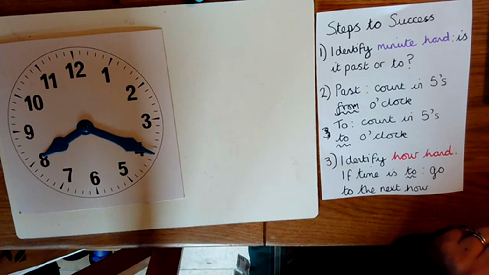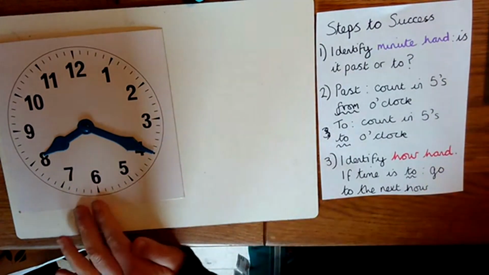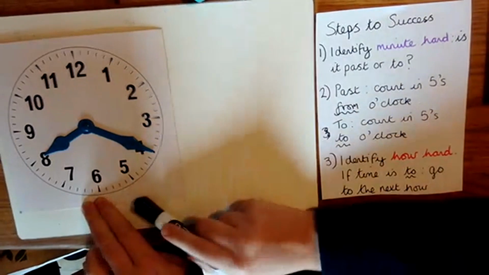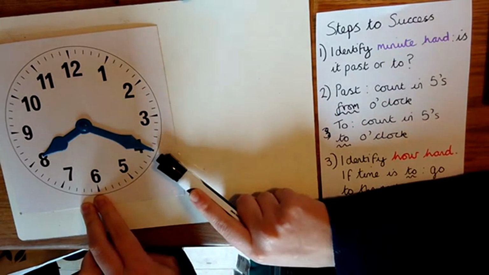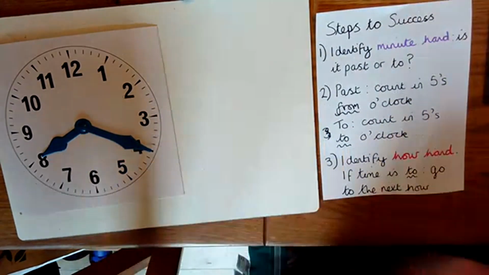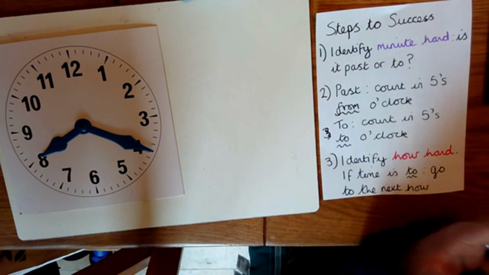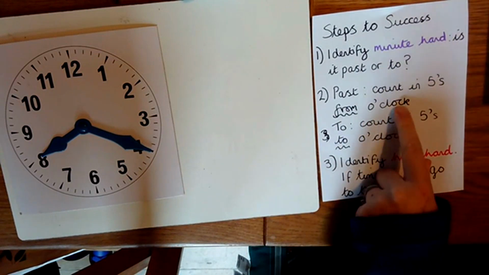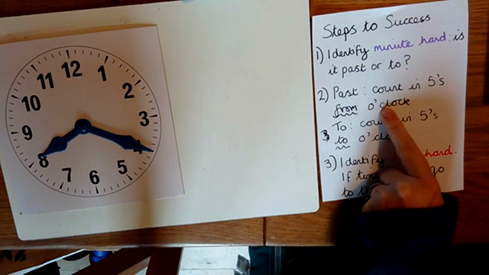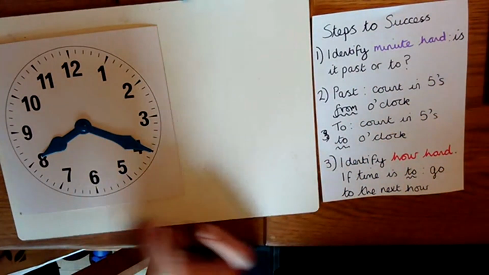Okay, so your first step to success is identify the minute hand. The minute hand is the longer hand. So is it past or to? Remember, this 6 is your magic line. Is this minute hand before or after the half past point? No, it's before. So we know that our sentence structure for our time is going to be minutes past. Remember, it's got that past in the middle. So it's past. We're going to count in fives from o'clock, and then we're going to identify where our hour hand is. Okay, so we've already done step 1.